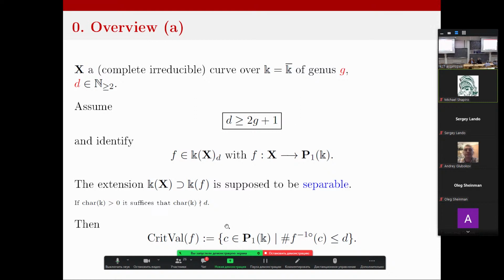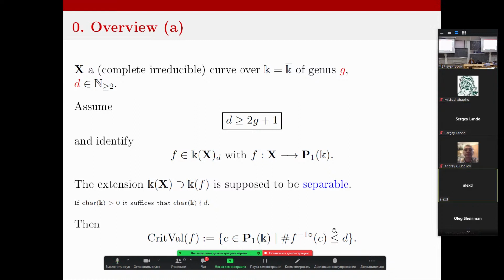Obvious way, the set of its critical values. It is exactly the set of points of the projective line where the cardinality of the pre-image is, oh, sorry, please excuse me, the strict inequality should be written here.